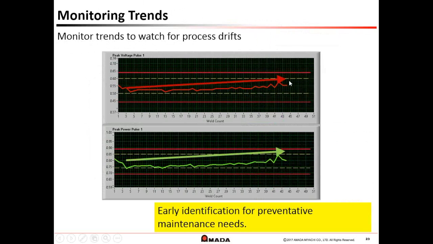Now, as you see here, this is going to continue in this direction. It's eventually going to hit these dotted yellow lines here. That's our warning limits. This is going to indicate to the engineer, A, you're starting to drift. Go ahead and clean your electrodes or replace your electrodes. It provides us with early identification and leads to preventative maintenance before something bad happens.